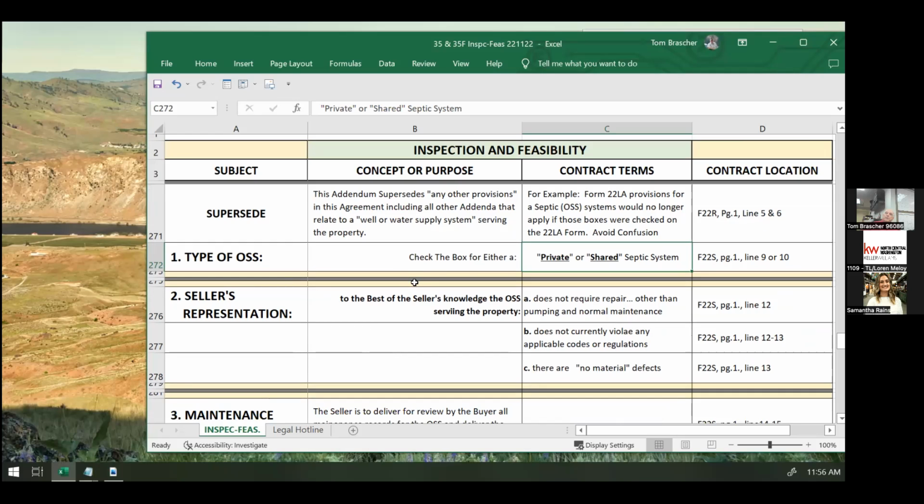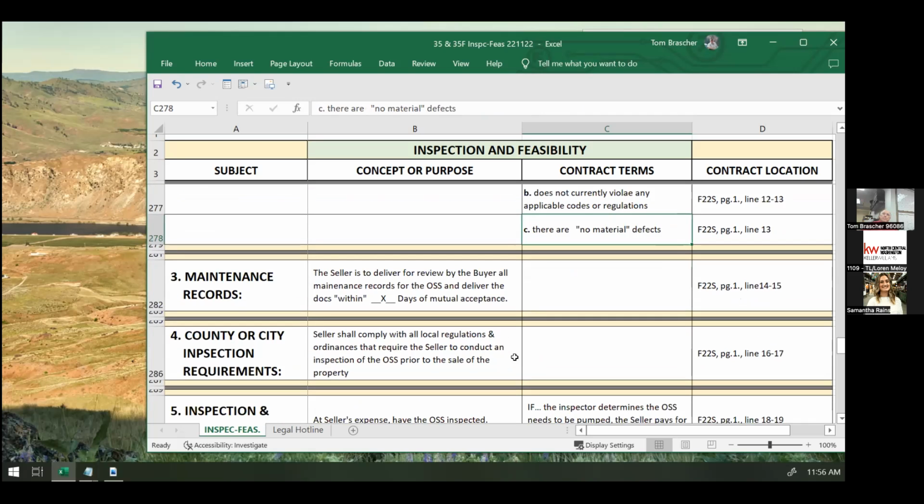So if that's something that has to be identified, seller's representation to the best of seller's knowledge, just like the well, that they are saying that there's nothing requiring any repair other than pumping or normal maintenance. That it is not currently in violation, I don't think I spelled that correctly, but I'll catch it, of applicable codes and regulations, and there's no material defects. The other thing is the maintenance records, just like with the well, those are to be turned over within a mutually agreed to number of days for the review of the buyer.